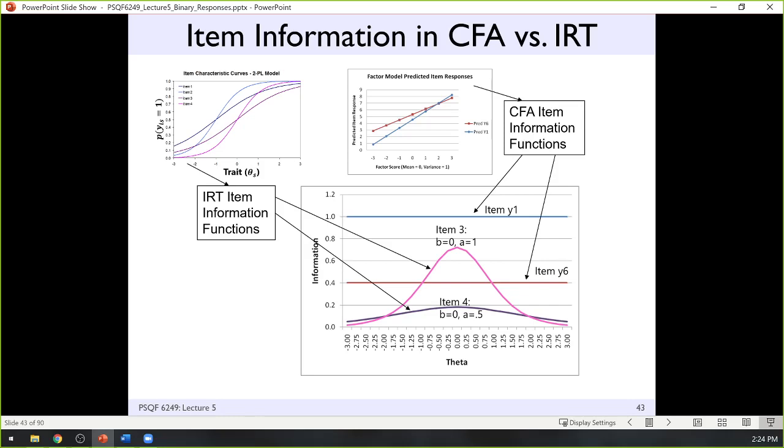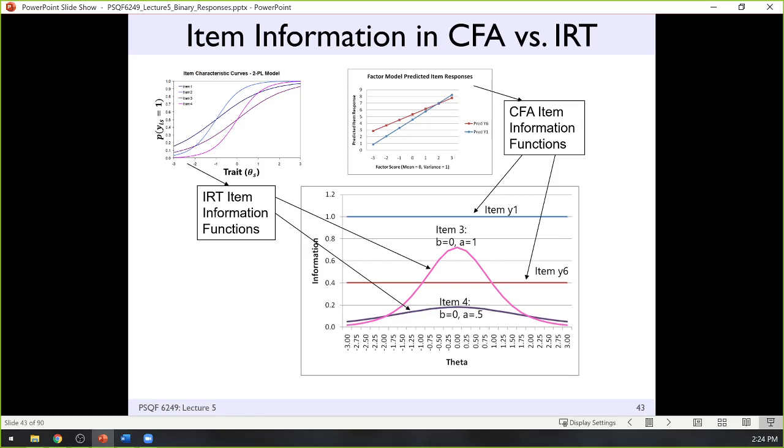So question from the audience. So if you were to compare the blue items, then the highest would be at -1. Exactly. So if I put the blue items on the same picture, they would peak at -1, and the information function would fall away.